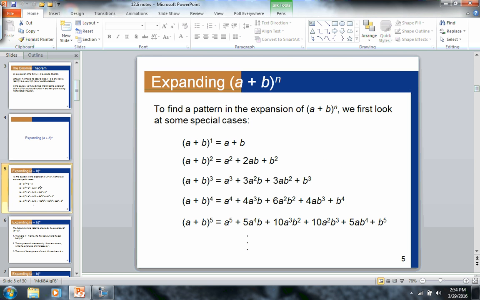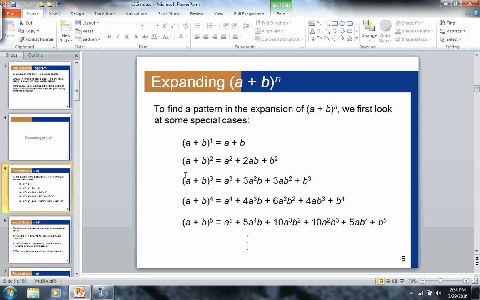Now, I want you to look at this pattern here. So I have a plus b to the first power. Well, that's just going to be a plus b. And then a plus b squared. You start with a squared, and then 2ab, and then b squared. And that's traditional double distribution or foiling. So that would be a perfect square trinomial. So you know how to distribute and factor that.